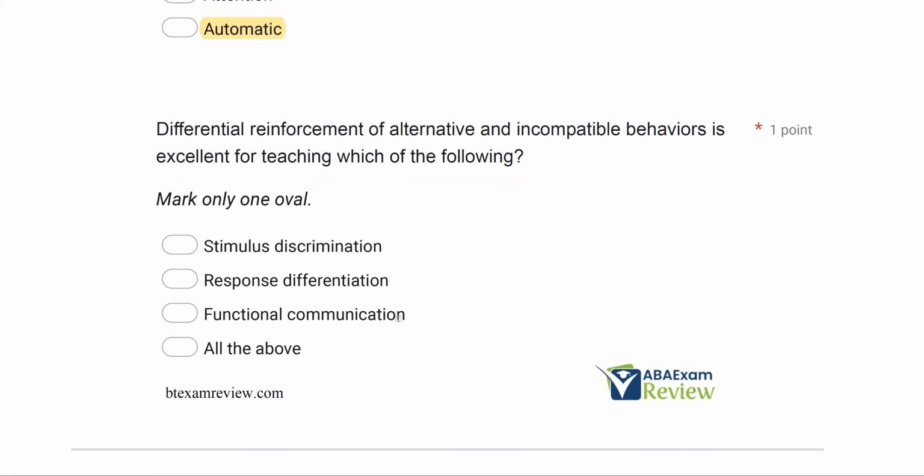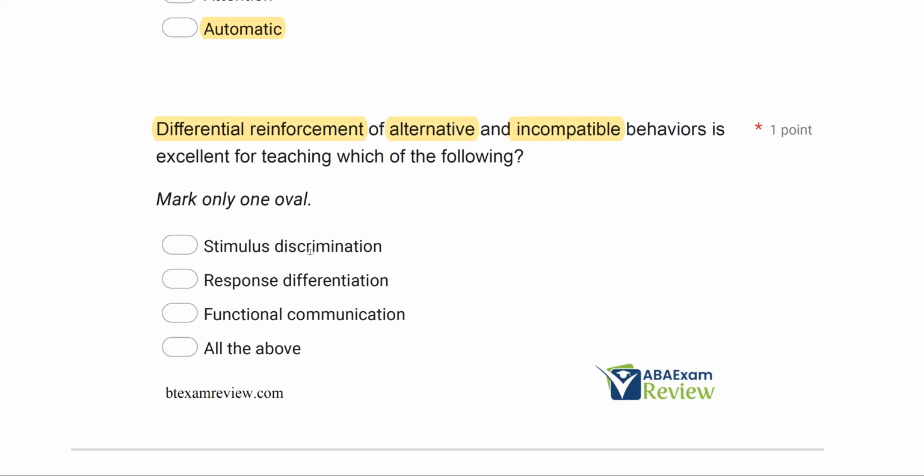Differential reinforcement of alternative and incompatible behaviors is excellent for teaching which of the following. So, our differential reinforcement procedures, specifically alternative and incompatible, are great for teaching. Why? Well, we singled out alternative and incompatible because those actually teach replacements. Or differential reinforcement of other behaviors, that strategy does not teach a replacement. So if we're teaching replacement behaviors with differential reinforcement, what are we doing? Well, we are reinforcing the target behavior while putting other behaviors on extinction.